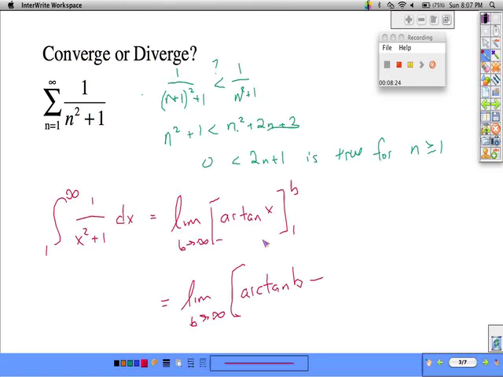The arctangent of 1 is equal to pi over 4. And then the limit as b goes to infinity of arctangent of b is pi over 2. So this limit converges to pi over 4. So this converges by the integral test.